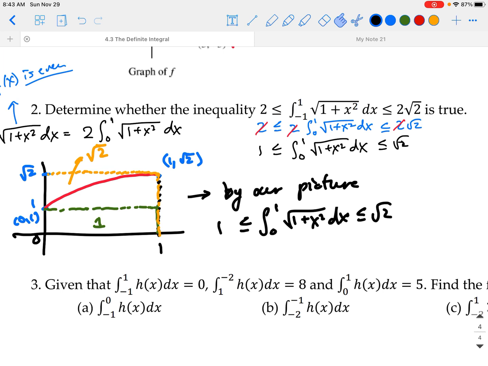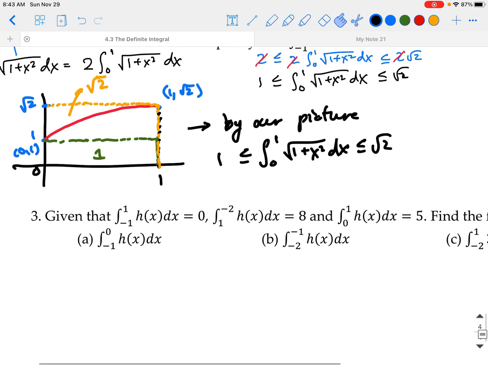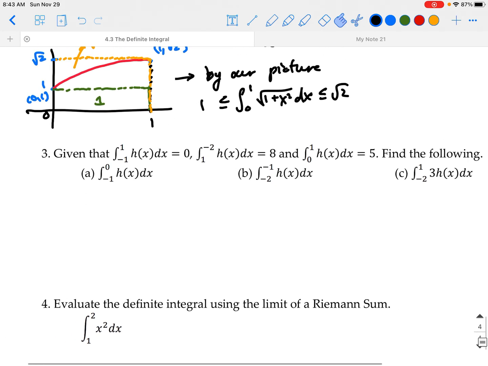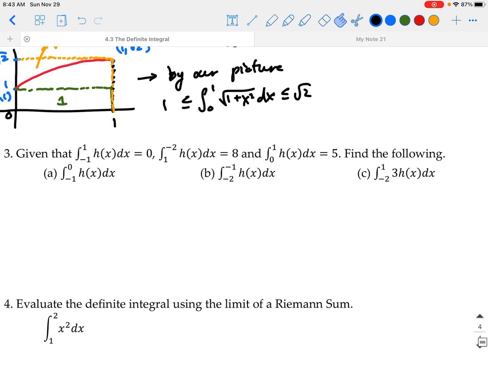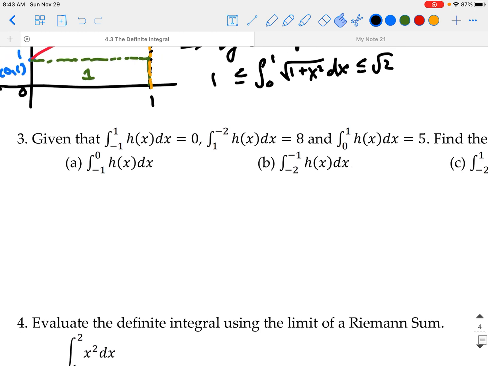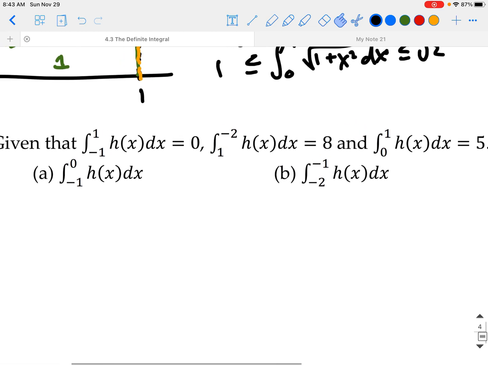But we can clearly see there that we're going to have that result be true. All right, so then for number 3, we're just going to use that definite integral notation with some numbers to kind of rewrite. And for each of these, it might be useful to actually maybe draw a picture as well.